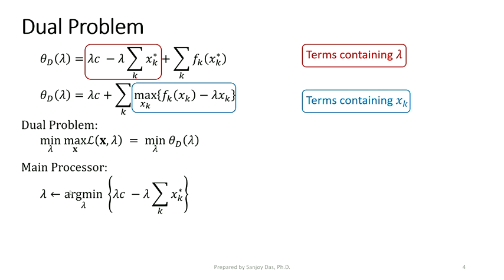So what the main processor will do is, now here the main processor doesn't need this, correct? So it only handles these terms, and so the main processor will minimize this. Now on the face of it, it looks like a trivial problem. It doesn't matter what the value of lambda is, as long as C equals summation over k of xk star. But what if C is not equal to summation of xk star is one question.